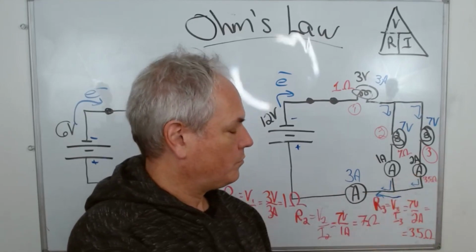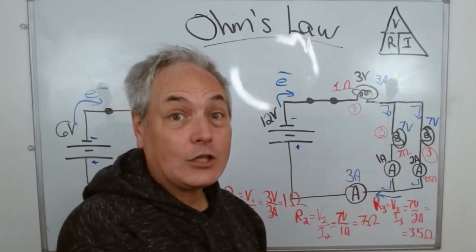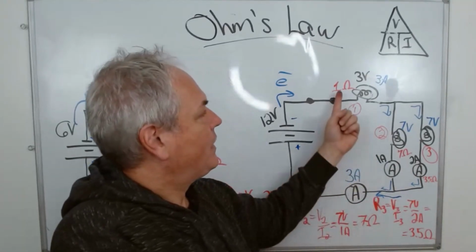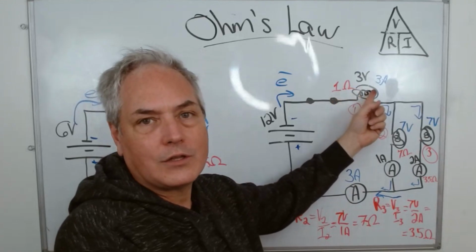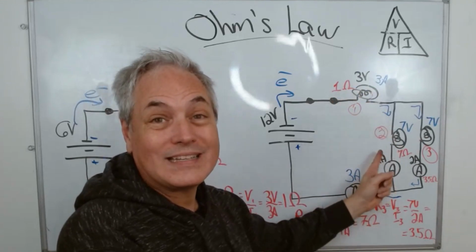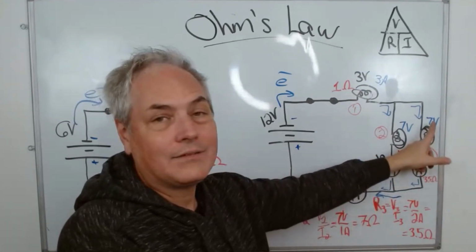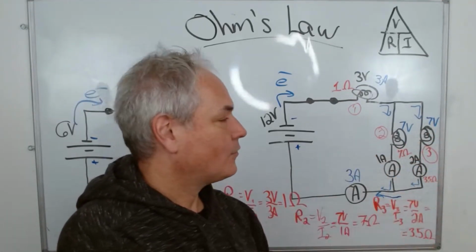3.5 ohms. Excellent. So here we are able to get all the information we need. We have the first bulb that has 1 ohm, 3 volts, and 3 amps. For this one here, 7 volts, 1 amp, 7 ohms. And here we have 7 volts, 2 amps, and 3.5 ohms.